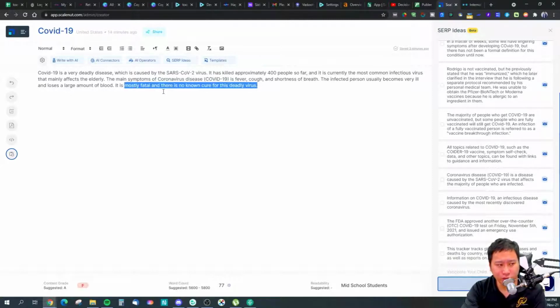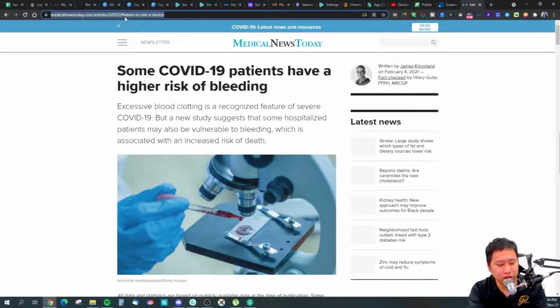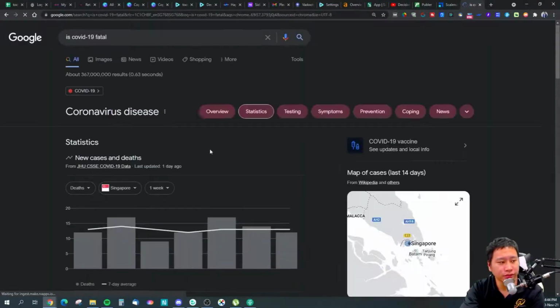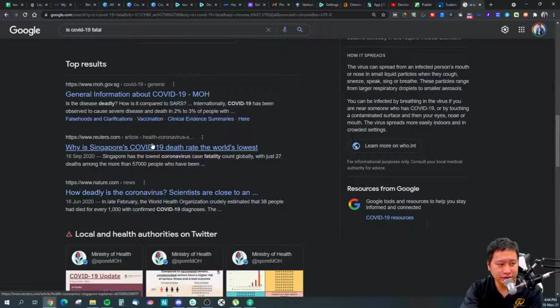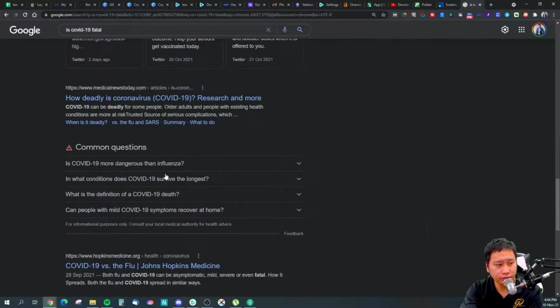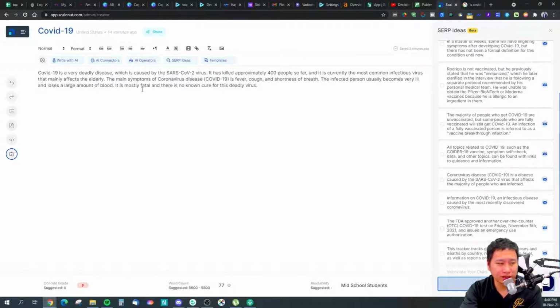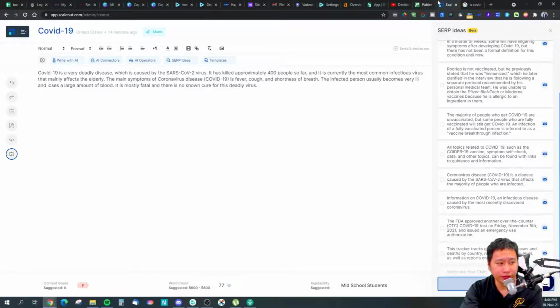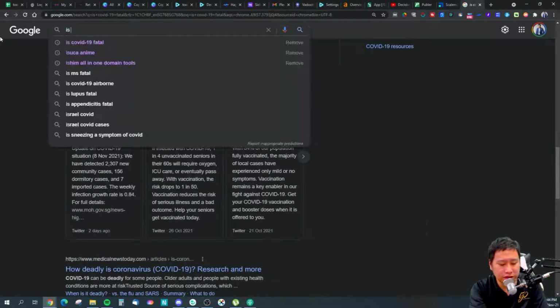I would say it is mostly fatal and there is no known cure for this virus. Is COVID-19 fatal? Is it classified as fatal? Okay, it is fatal for some people. I wouldn't say that it's mostly fatal. And then we have no known cure. So is there a cure?